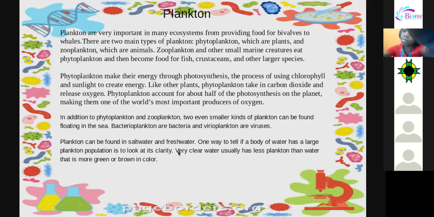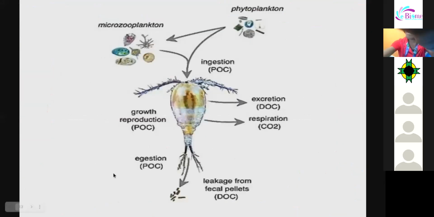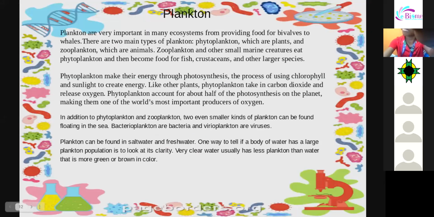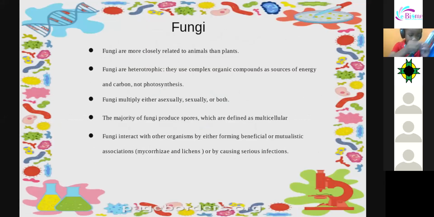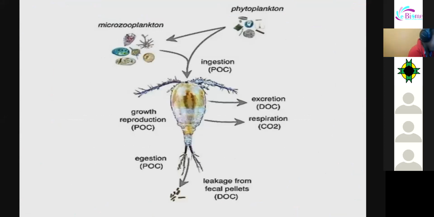So here it says very clear water usually has less plankton than water that is more green or brown in color. And here we have how some of these look, so you can go over that and look at them. So, sir, you're saying if we swallowed river water by accident and it was green, we could have eaten plankton? Yes, that is what I'm saying. You're more likely to have ingested some plankton. Okay.